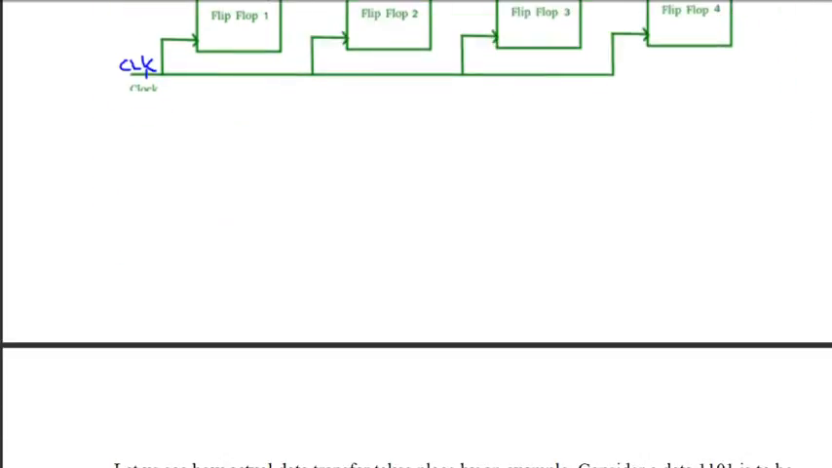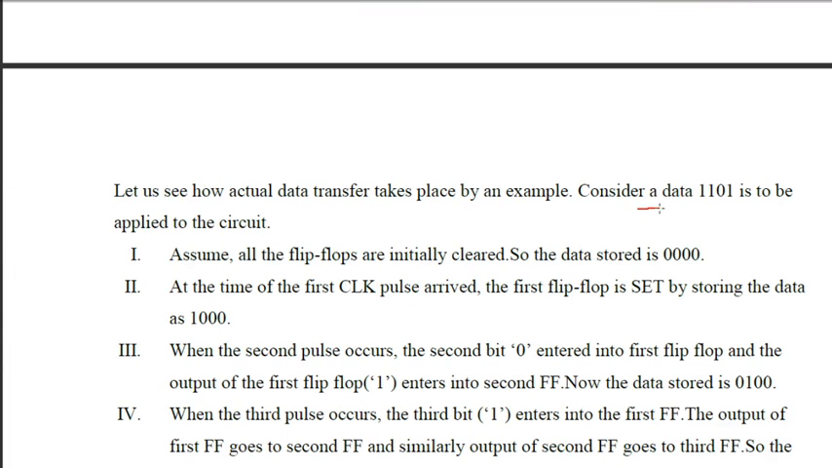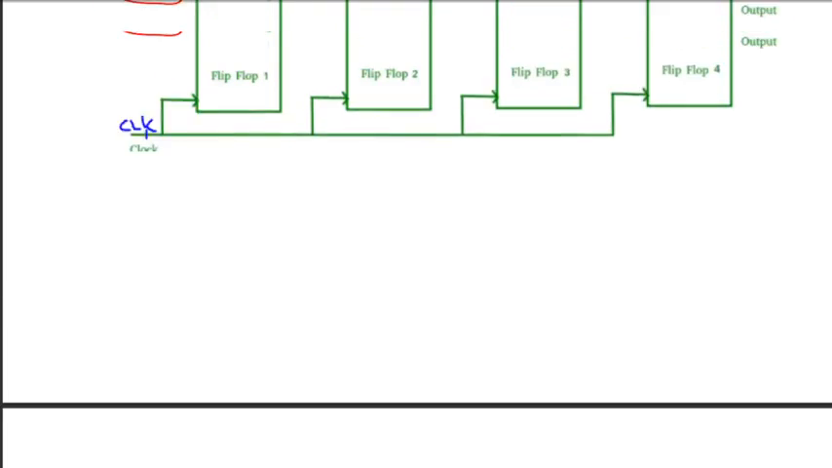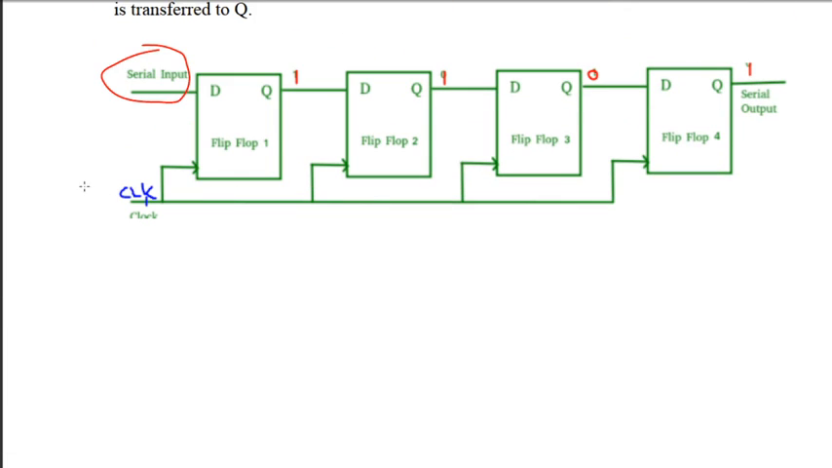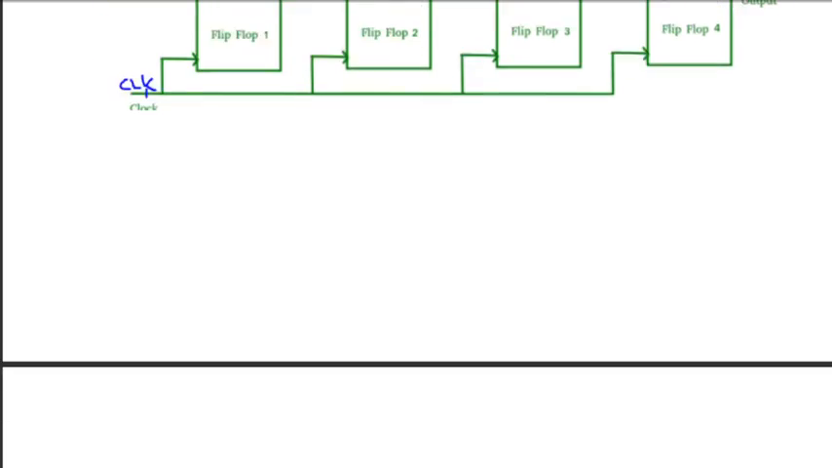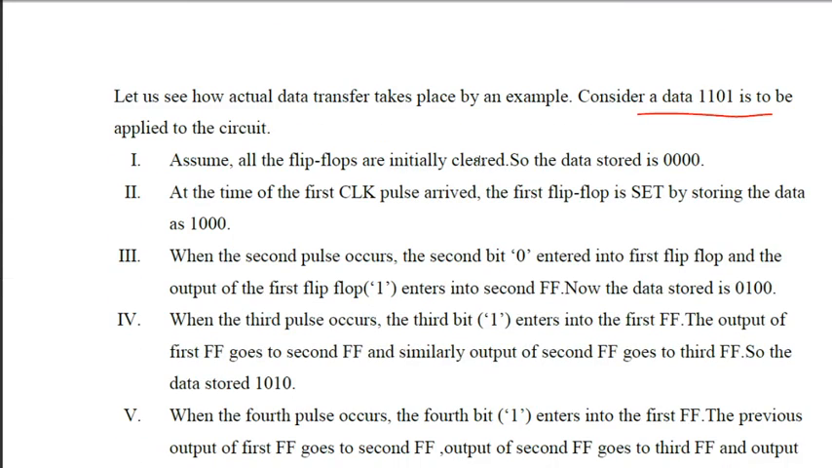Suppose I want to shift data. The number 1101 is the number I want to transfer from one point to another. Let us see how we implement this. First, we clear it by a clear signal. It is not shown in this figure, but there is one more line called the clear signal. If you give a high to the clear signal, it will clear all the data stored in the flip-flops. So initially we clear it, and the data stored is 0000.